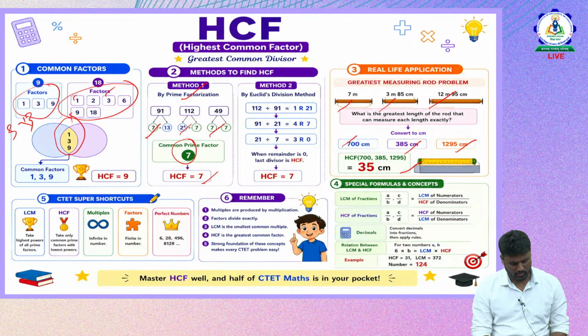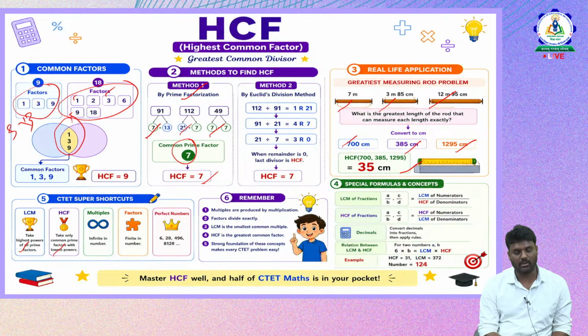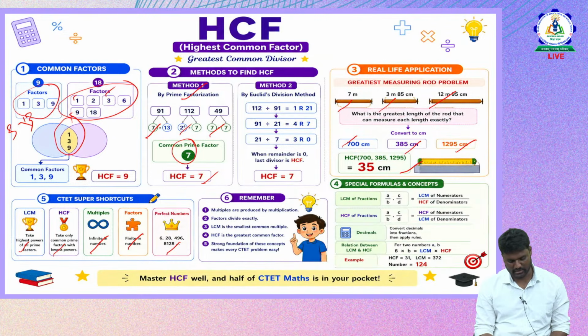Okay, so now there are some tricks we can apply when solving LCM and HCF concepts. For LCM, take the highest powers of all the prime factors, and for HCF, take only the common prime factors with the lowest powers. You will be applying this when solving the problems. The multiples are always infinite in number, and the factors are also infinite in number. Perfect numbers are 6, 28, 496, and so on. You can also check whether a number is a perfect number or not.